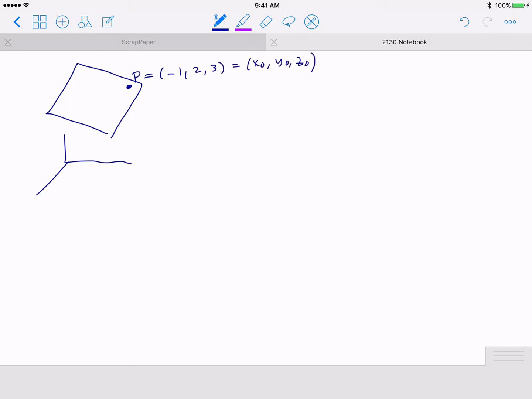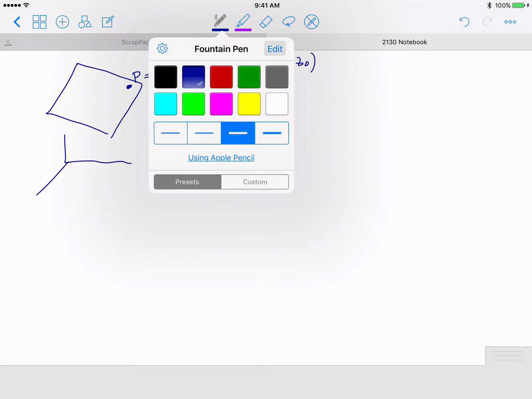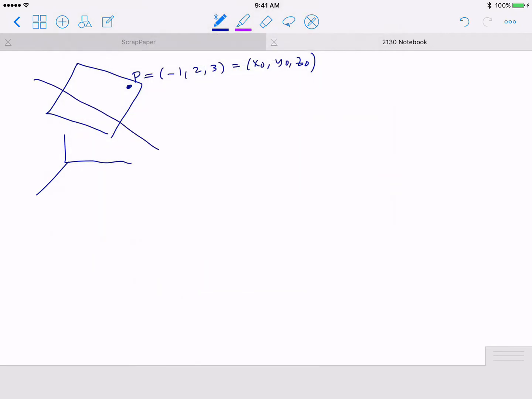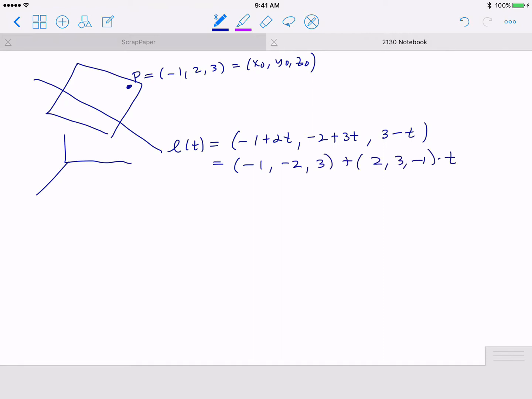Okay. And this plane also has to contain a line, and it's of the form (-1 plus 2t, -2 plus 3t, and then 3 minus t). This is also known as (-1, -2, 3) plus (2, 3, -1) times t. So point plus v times t. So here we have this line, and we'd like to construct the equation of this plane.